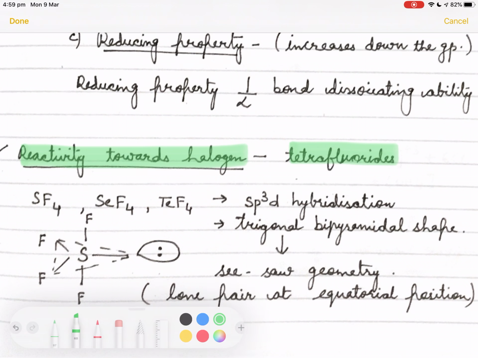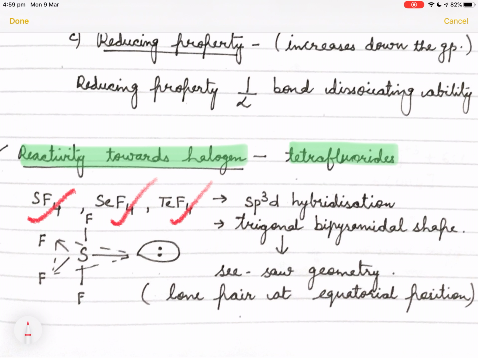We have also learned this concept in grade 11 about SF4, SeF4 and TeF4. What you need to keep in mind is about hybridization. So it is sp3d. Shape is trigonal bipyramidal, which we are already aware of, but its geometry changes to seesaw shape. Very, very important point, because the central metal atom, that is sulfur, has only 4 coordinating atoms. So this is the sulfur central metal atom. It has 4 coordinating fluorine atoms and one of the equatorial sites.